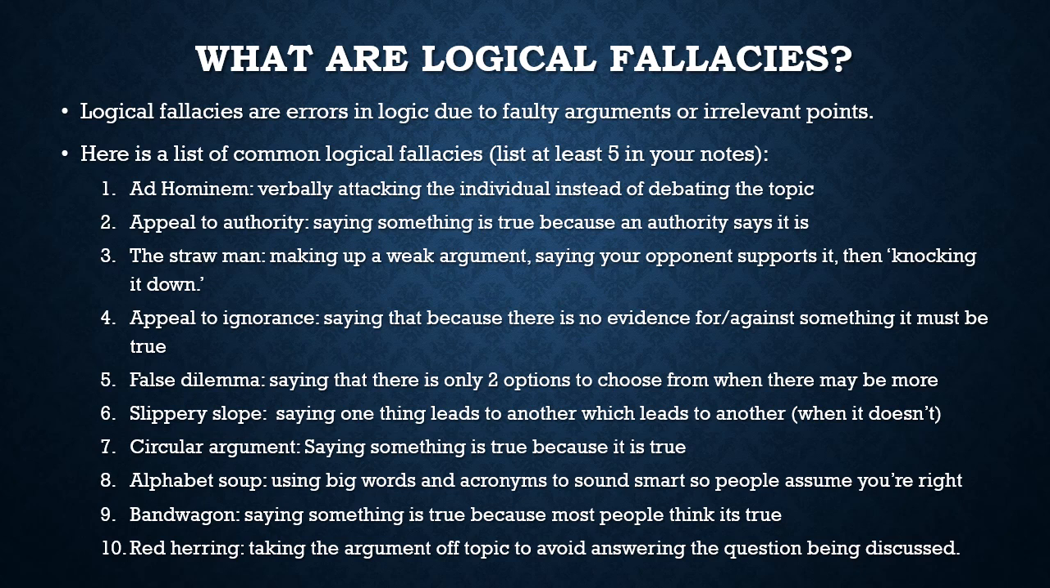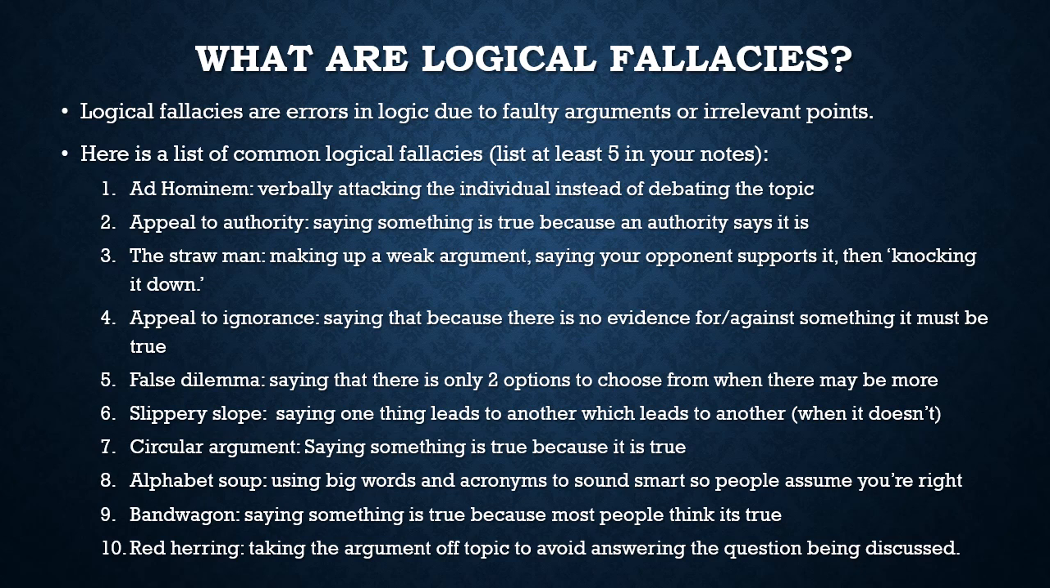Then 7, there is something called a circular argument you might have heard of. That is that you're basically saying something is true because it is true. Obviously, that doesn't really make sense. It's just the circle argument. There's not really evidence supporting or anything like that. But that is something you might hear.